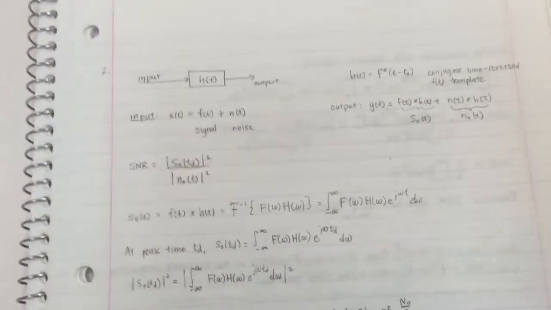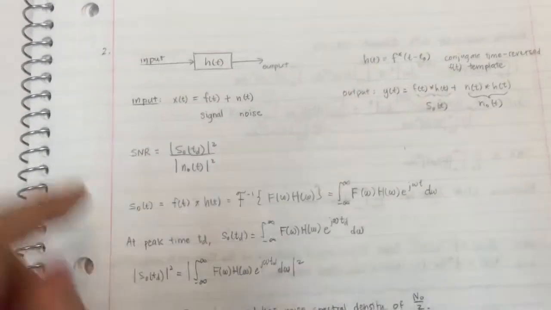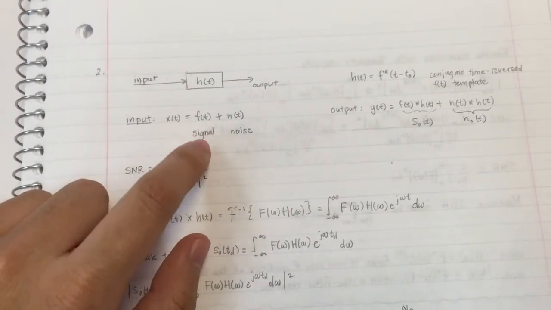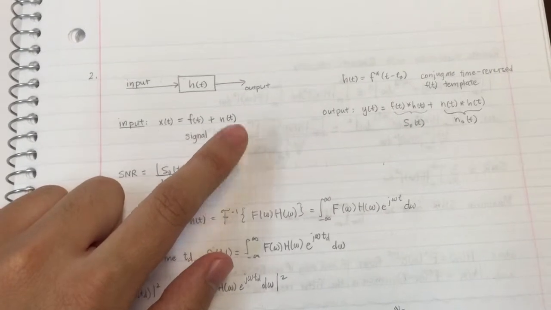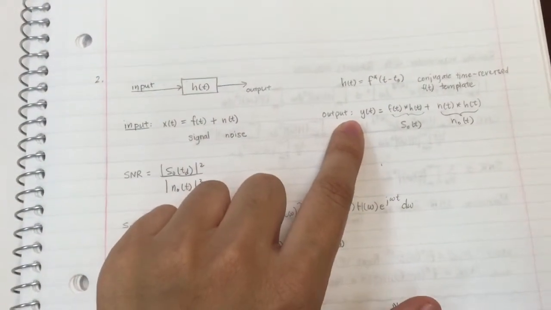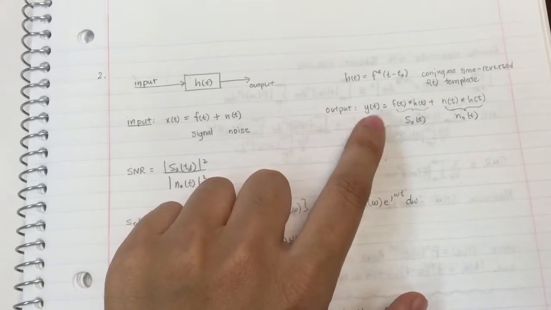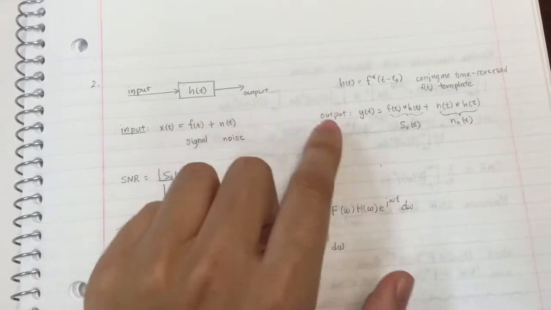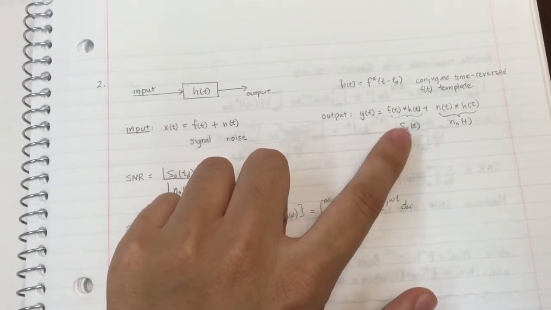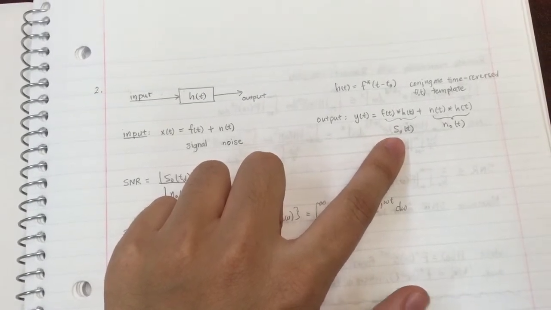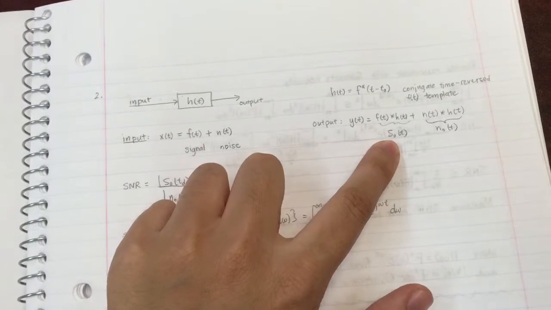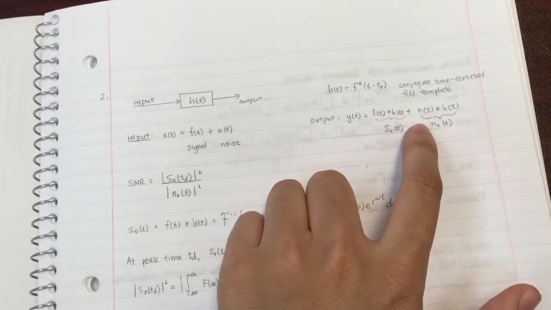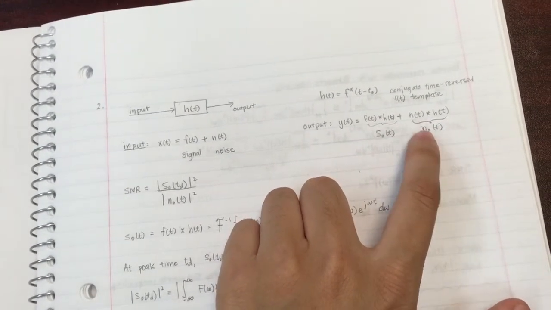First we define what the input is. The input is a combination: x(t) equals the signal component f(t) plus the noise component n(t). Because we model the matched filter as a linear time invariant system, the output is just a convolution of the input with h(t). So the output is y(t) equals f(t) convolved with h(t), which we designate as s naught of t, plus the noise component n(t) convolved with h(t), which is n naught of t.